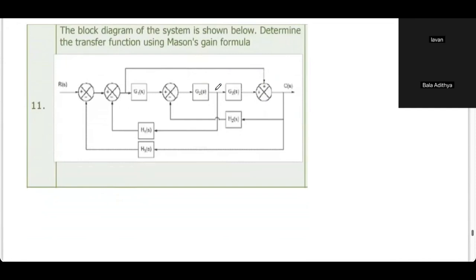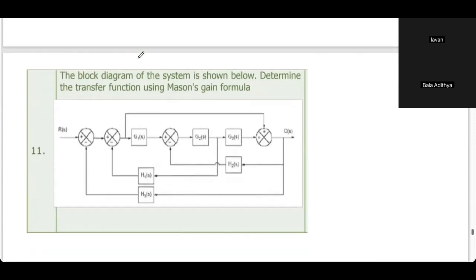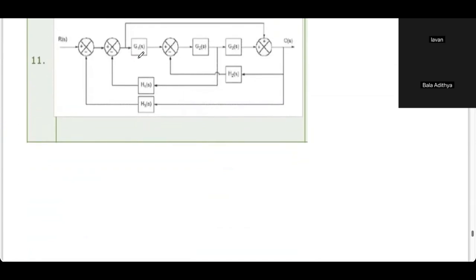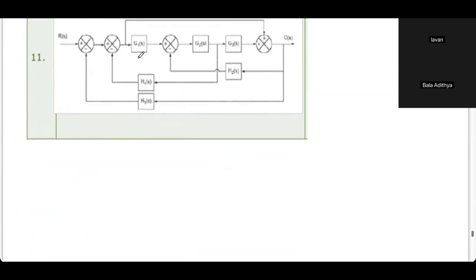Okay, yes, sir. The block diagram of the system is shown below. Determine the transfer function using Mason's gain formula. So you'll have to draw the signal flow graph. Now you have this summer and you have another summer here.